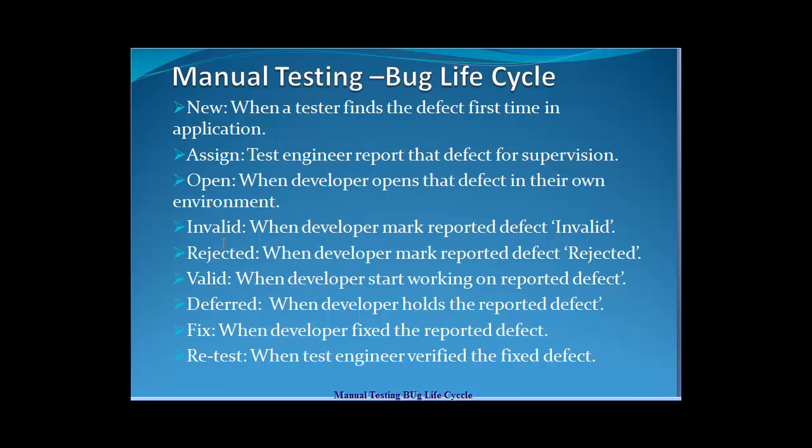Now here we can see the definition of every state. It says that new, when a tester finds a defect the first time in the application, that status is new. Assign, the test engineer reports that defect for supervision, whether this defect is genuine or the test engineer could not test that particular field or the application properly, so that he found that defect. So here we can see all the definitions for all the states of that defect.